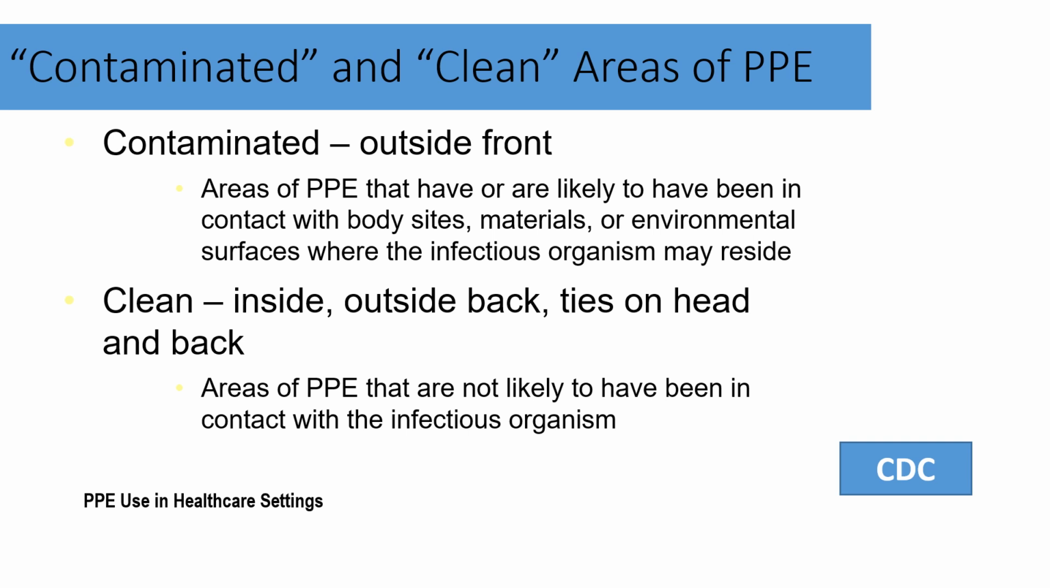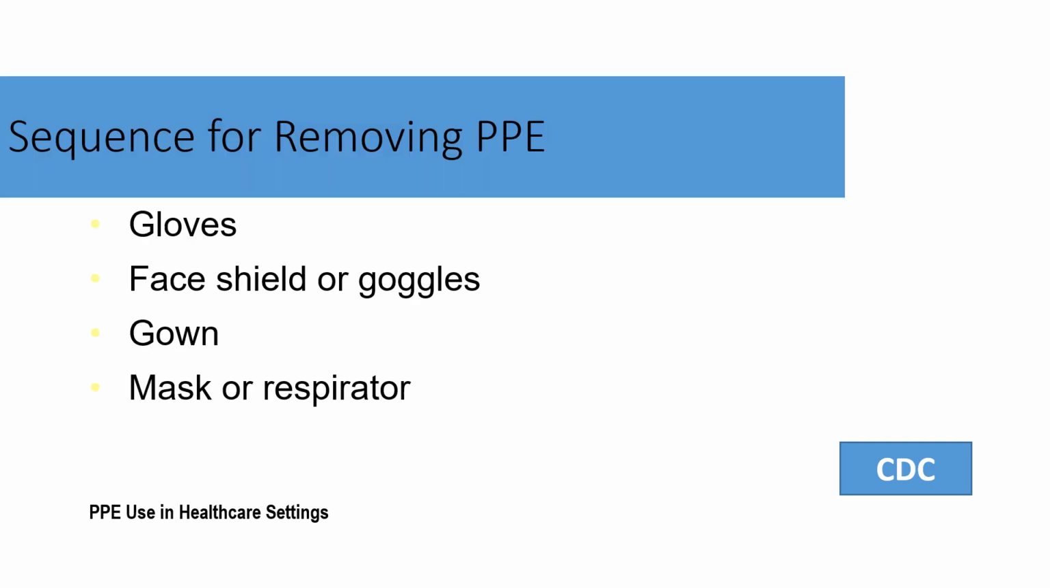Now let's learn about the contaminated and clean areas of PPE. Contaminated areas include the outside front, that is, areas of PPE that have or are likely to have been in contact with body sites, materials, or environmental surfaces where the infectious organism may reside. Clean areas include the inside, outside back, and ties on the head and back. These are areas of PPE that are not likely to have been in contact with infectious organisms. Let us look at the clean and contaminated sides of a gown.